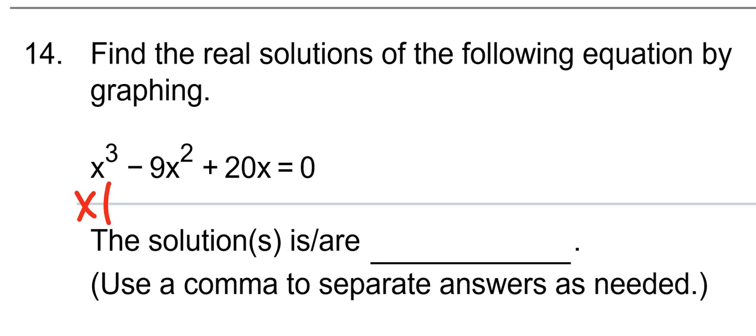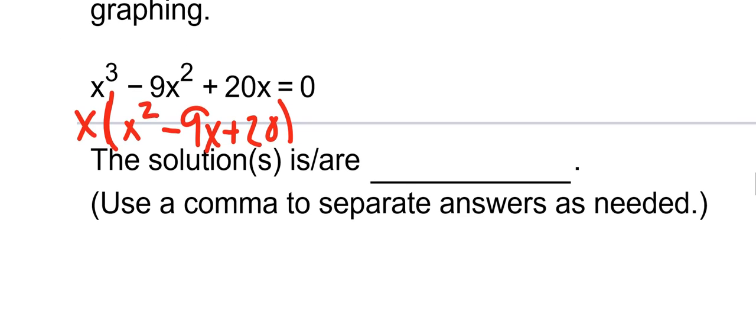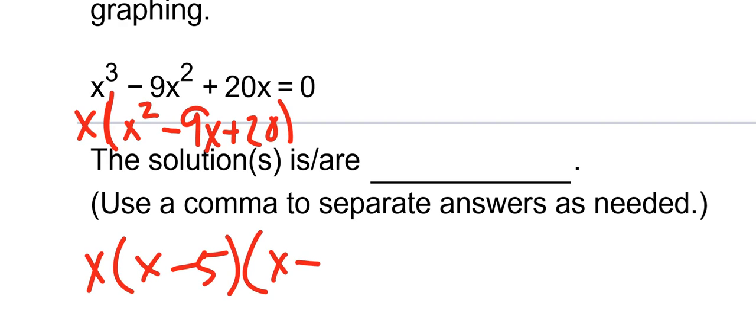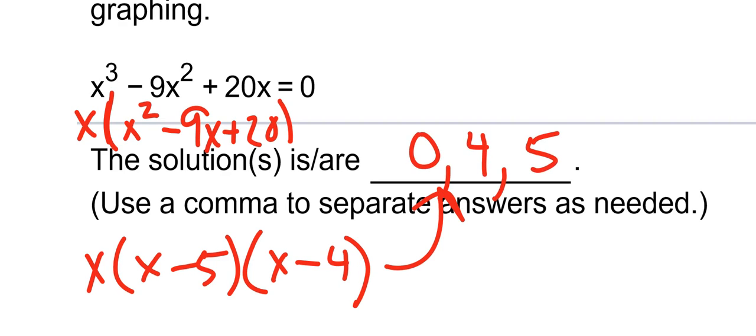Okay, so if you pulled out the X, you were left with what? X squared minus what? 9x plus what? 20. And then you factored it further. -5, -4. Thank you. Which means I have what? 0, 4, 5. Nice. Okay, no synthetic division required. I like that way.